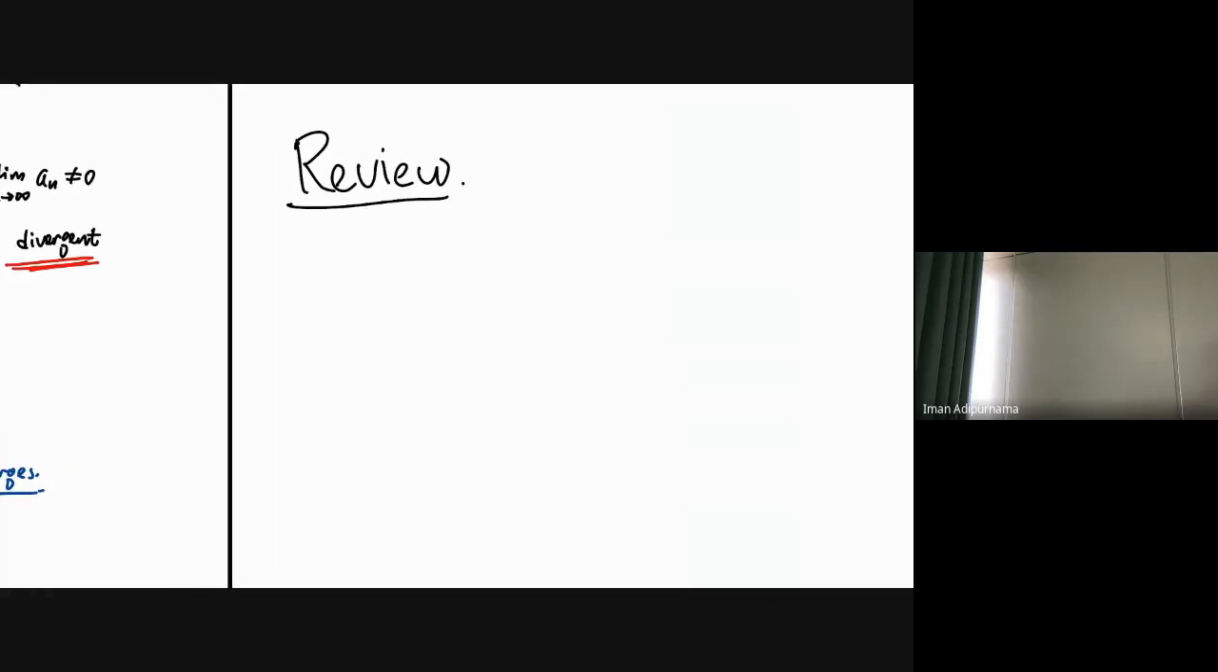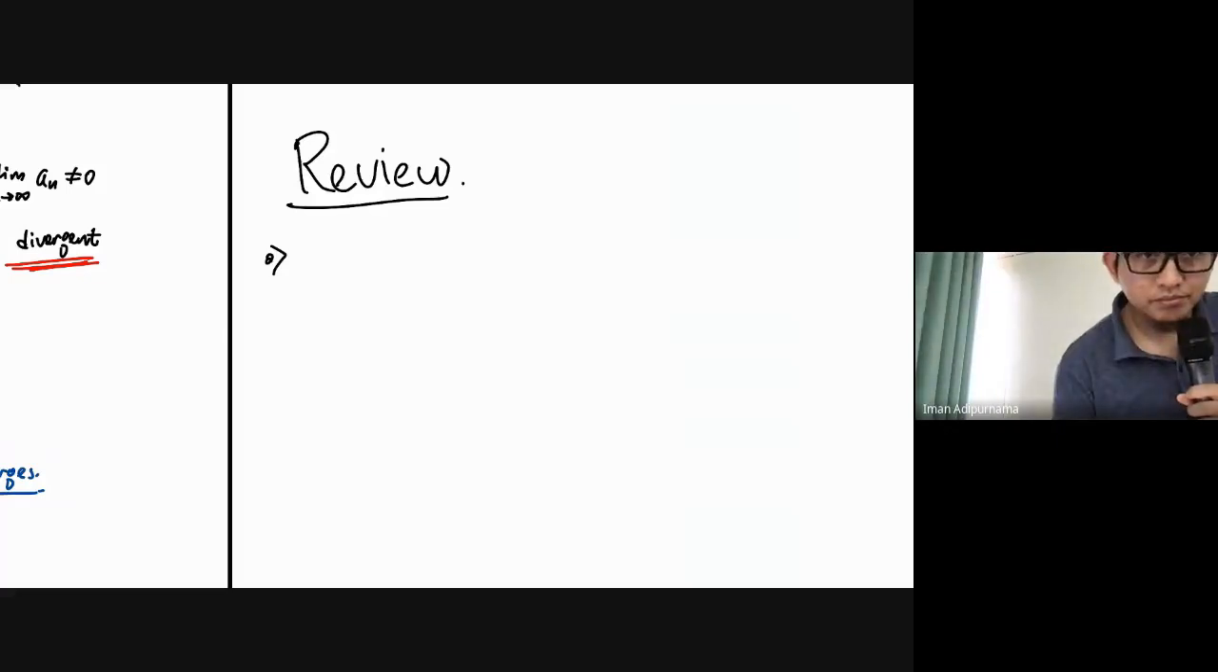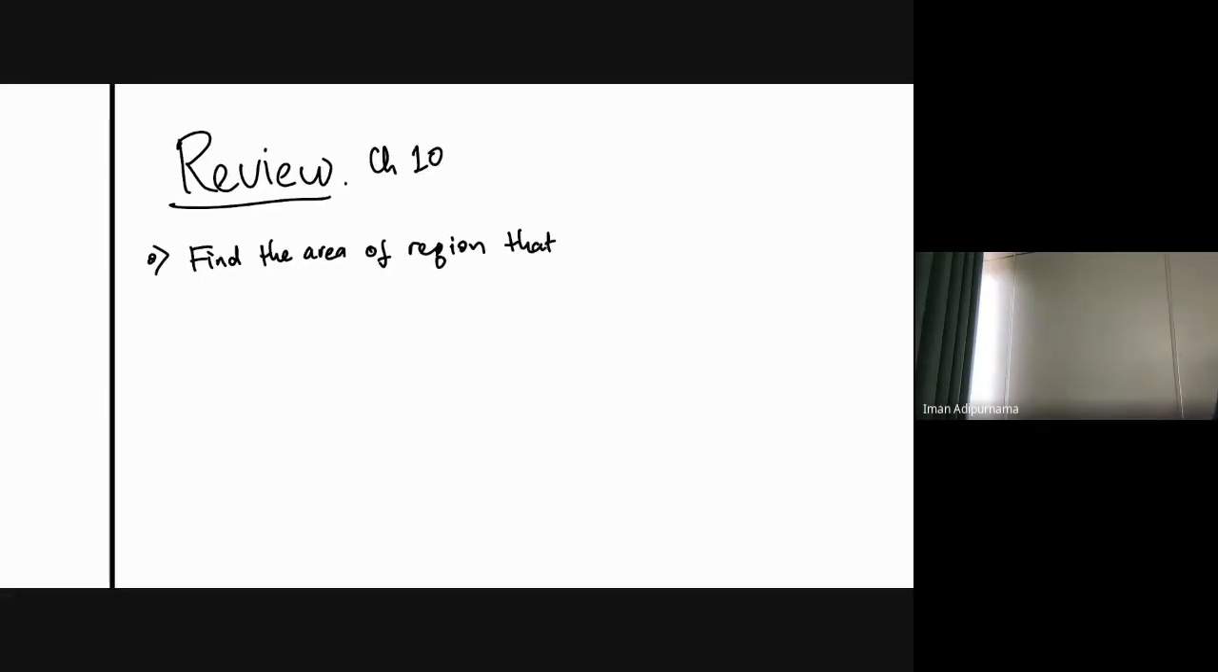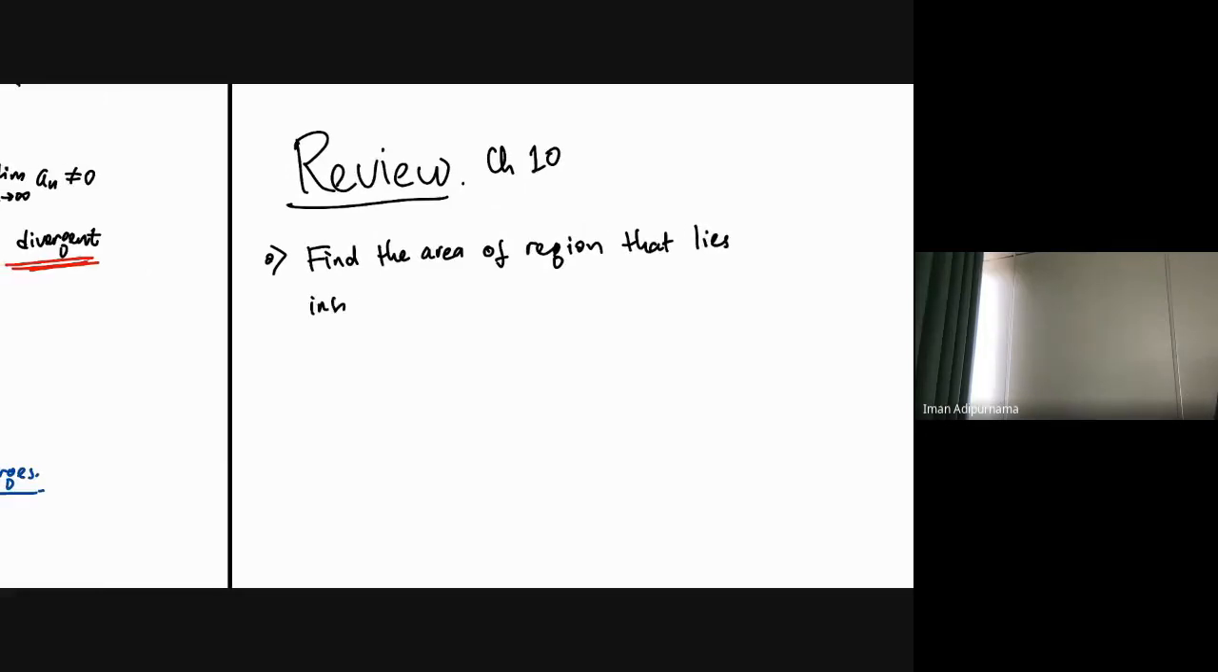So maybe I will just go directly to the exercise. Find the area of the region that lies inside both curves. Number one is r = 1 plus cos theta and r = 1 minus cos theta.